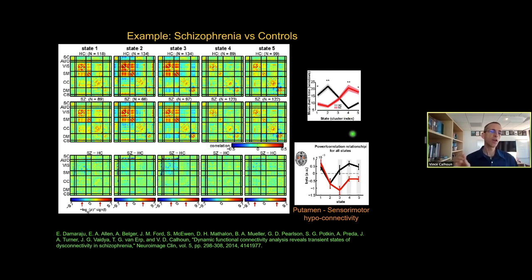But that's just the start of what we can do. We can also look at things like the dwell time. How much time does an individual spend in that state once they've entered it on average? So here we see states 1 and 2. The healthy individuals occupy significantly more time in these more modular states, whereas the patients spend much more time in these weakly connected states, state 4 and state 5.